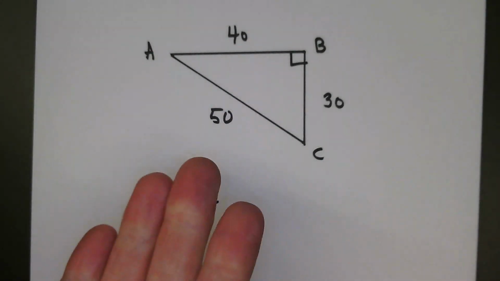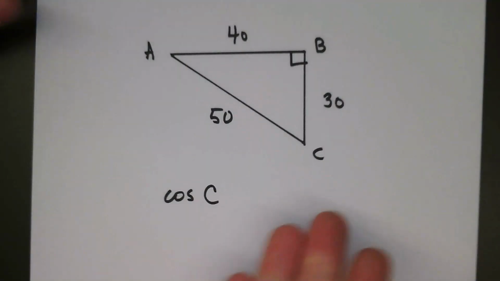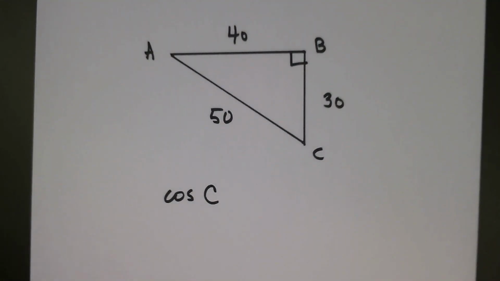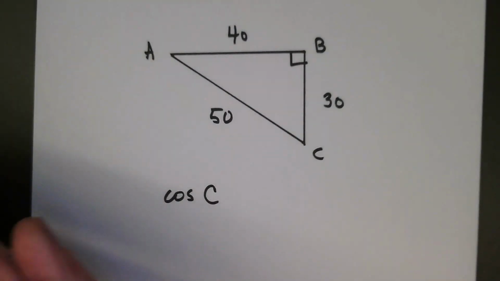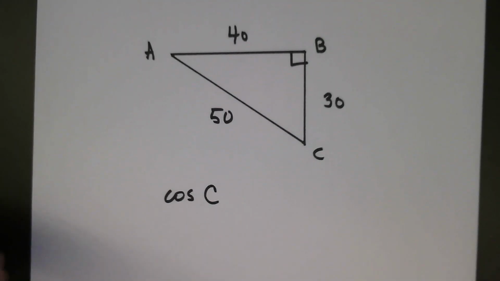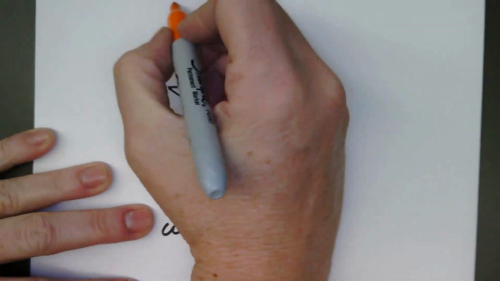So the cosine of any angle in a right triangle is going to be a ratio. It's a ratio of some side lengths. So all the side lengths are given there, so we'll be actually able to give that full ratio. So I'm going to put a little mnemonic here on this piece of paper. SOHCAHTOA.